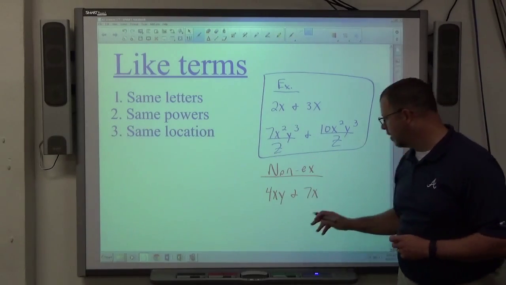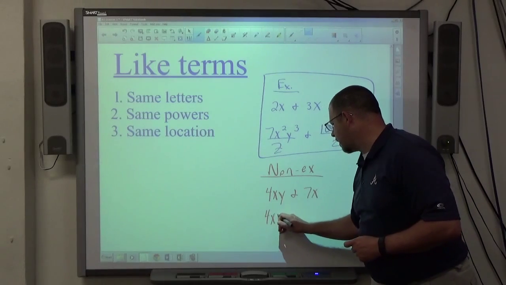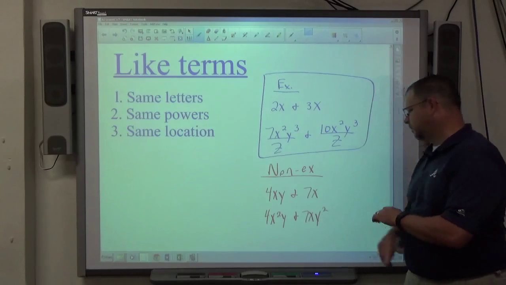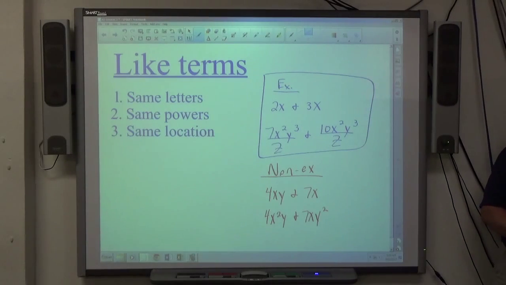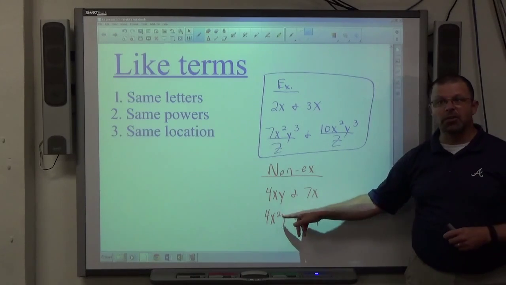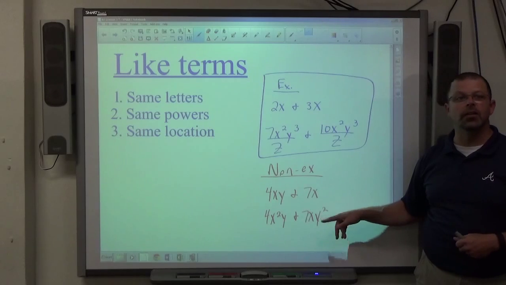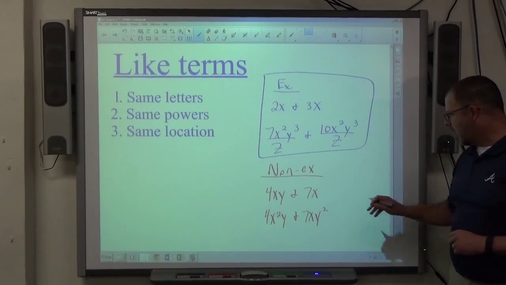Those aren't like terms. 4x squared y and 7xy squared. That's not. Why not? The powers are messed up. All right, they both have a square and a first power, but this x is squared, this x isn't, that y isn't squared, that y is. So the powers aren't the same.